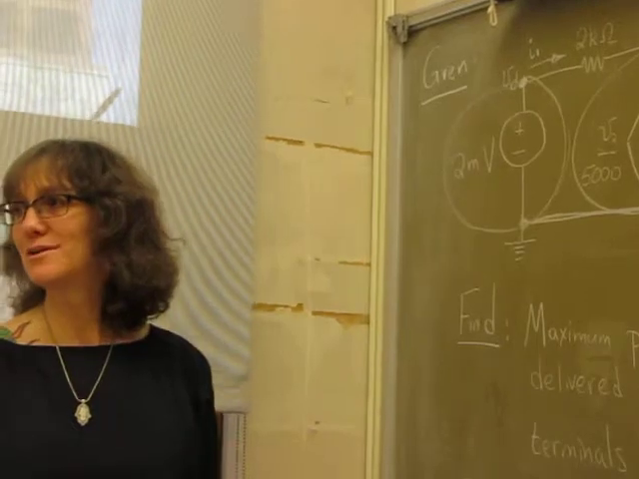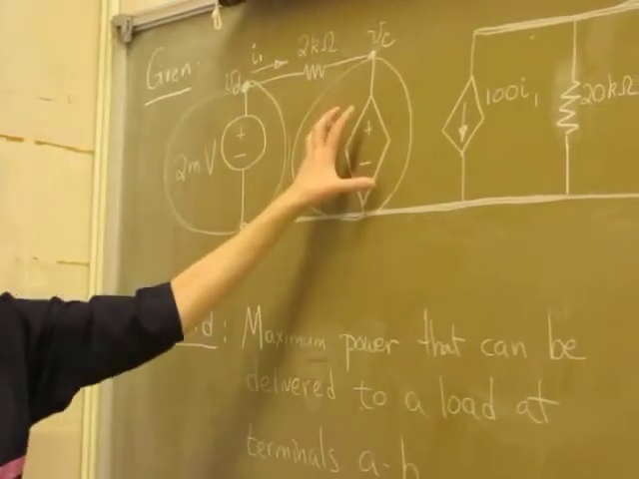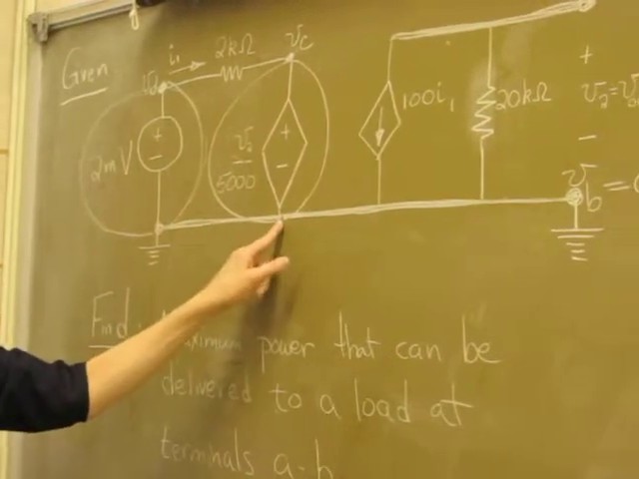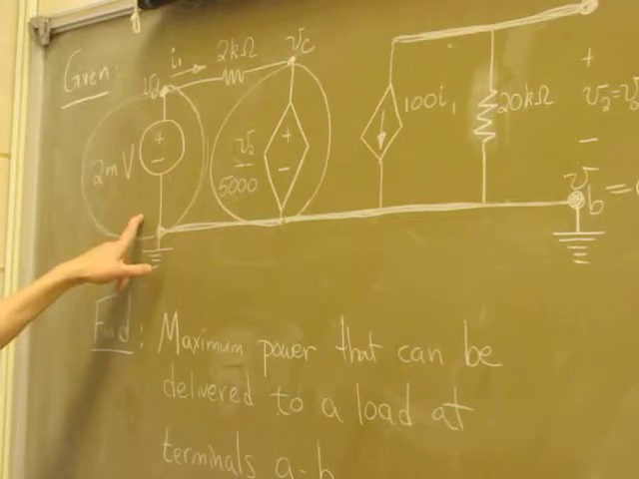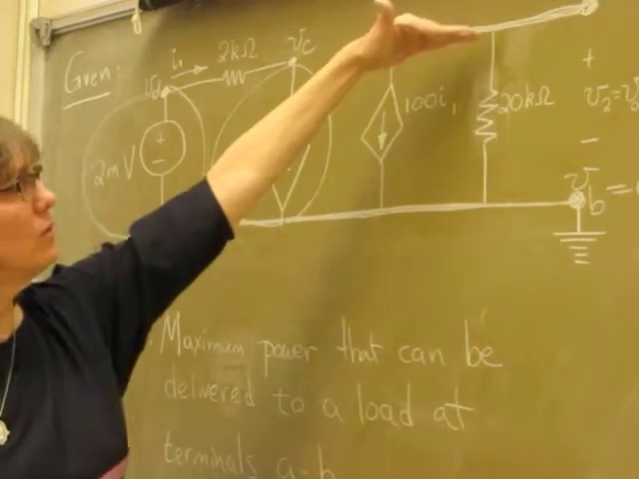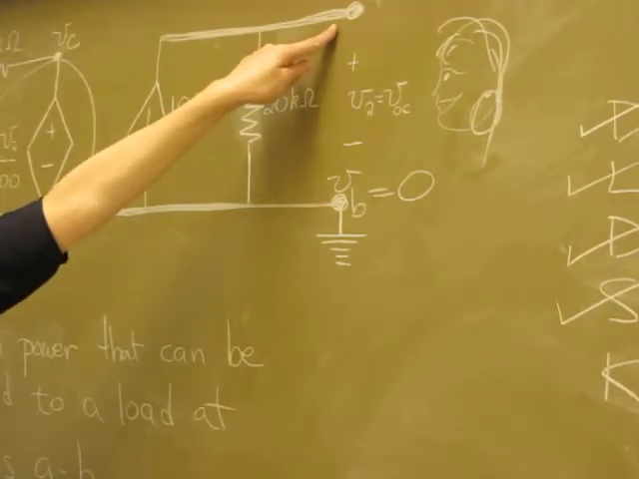One. It's just one. Right? Because now this is a super node, but part of it is the reference node. So you don't write Kirchhoff's current law there. We're not going to write it here. Really, the only node that we need to write Kirchhoff's current law for is node A.